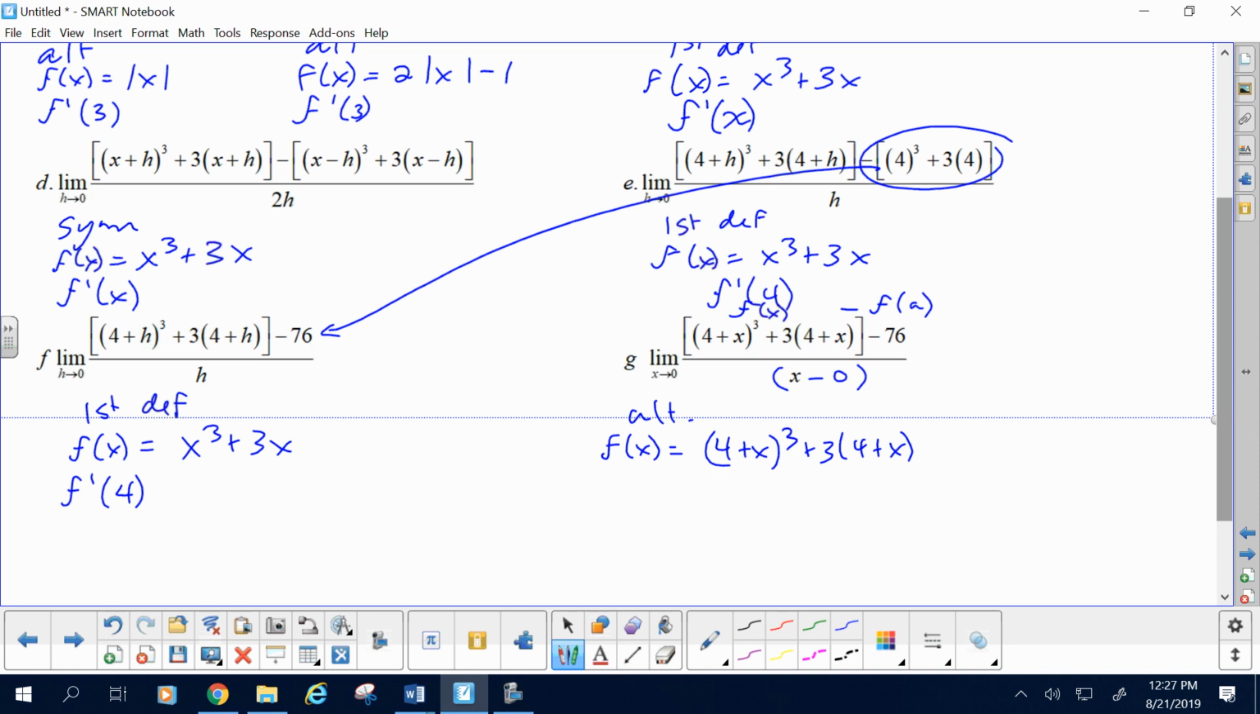And does the alternate find the derivative at a point or generally speaking? At a point. And what is the derivative at this point? As x goes to 0, this would approach, so it must be at the point x equals 4. Good, so that's that one. That's a tricky one. Okay.